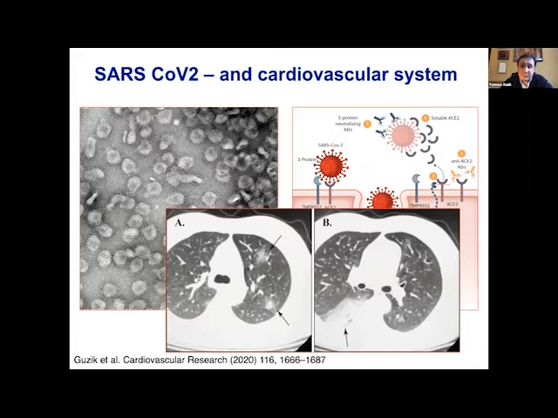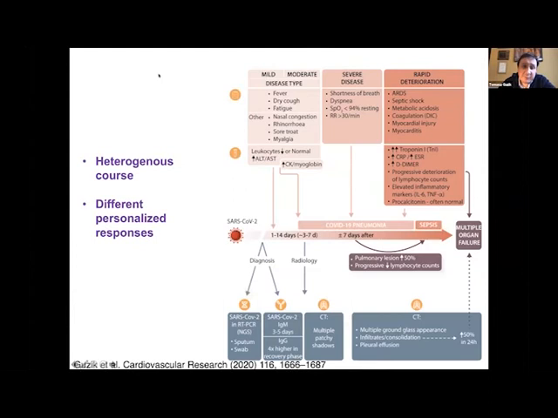But we must not forget that the main clinical manifestation, while we are all interested in the cardiovascular system, is actually pulmonary. And people die mainly because of ARDS. But while these manifestations are most important, we have to appreciate the heterogeneous course of the disease, as well as the different personalized responses that different people develop in response to the virus, which is relatively unique and unusual.